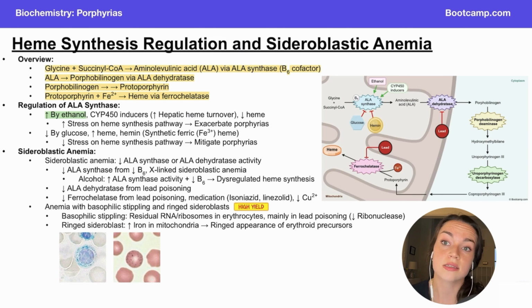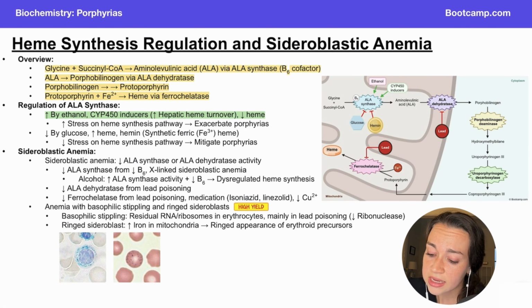And we can take this discussion even beyond ethanol. Any drug that induces cytochrome P450 is going to signal for an increased need for heme. We'll see an increase in hepatic heme turnover as all that heme is incorporated into the cytochrome P450 enzymes. And so cytochrome P450 inducers will also upregulate heme synthesis. And then as you might expect, low heme will also trigger an increase in heme synthesis because your body is saying we better make more.